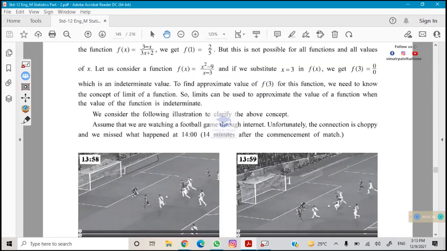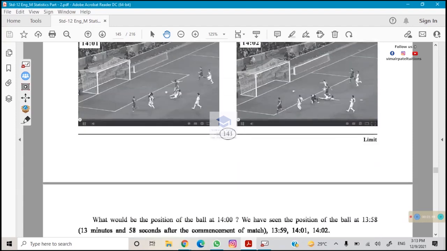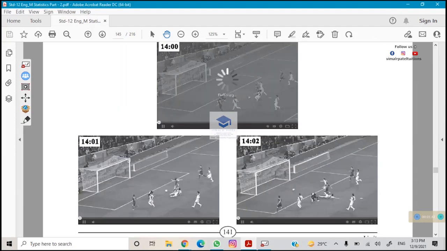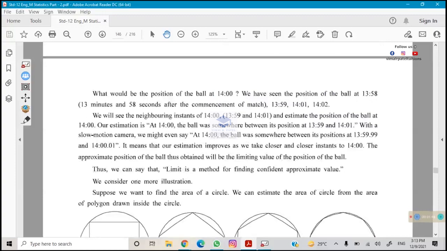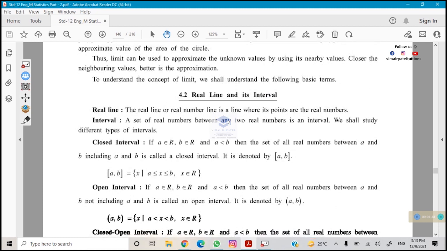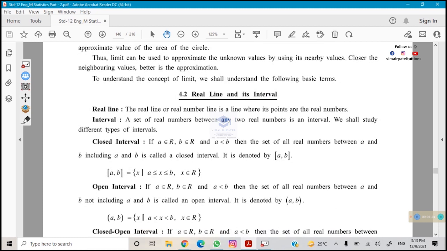Now, before understanding the concept of limit, you must understand certain concepts. Real line. The real line or real number line is a line where points or values are real numbers. N, Z, Q, R. Then interval. A set of real numbers between any two real numbers is an interval.